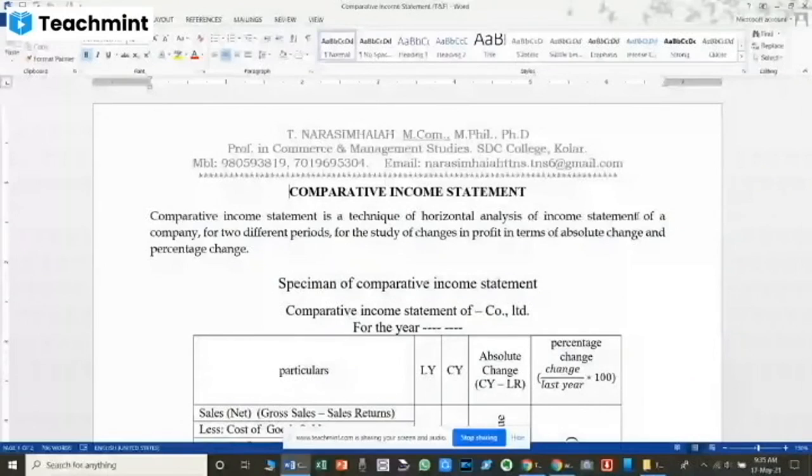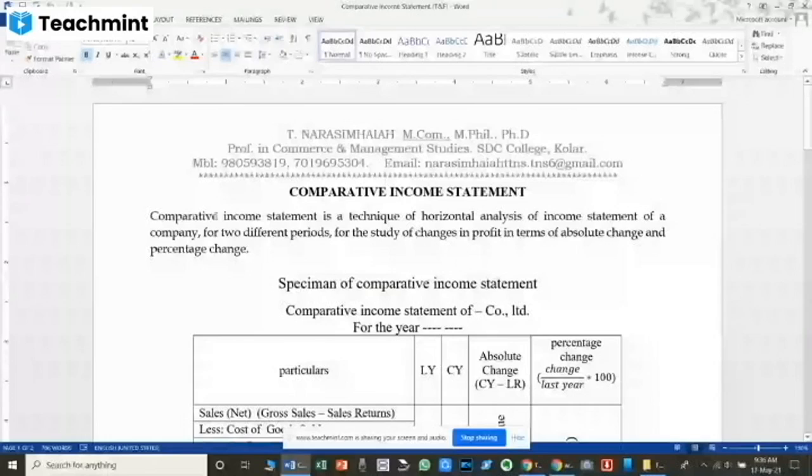Here we are going to compare the income statement of one year with the income statement of another year of the same company. Means two years' income statements of the same company, or two different companies, are to be taken over to study the existence of companies in respect of their profitability. So therefore we can explain the meaning of comparative income statement like this.